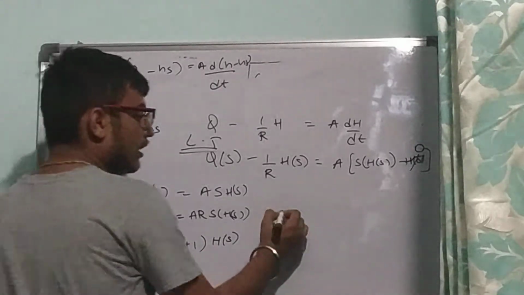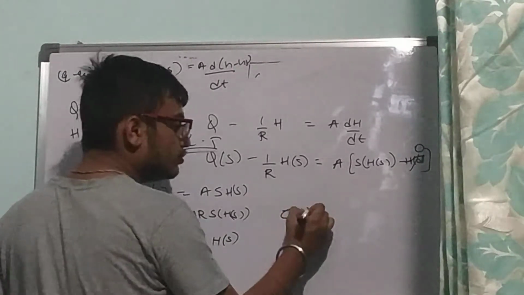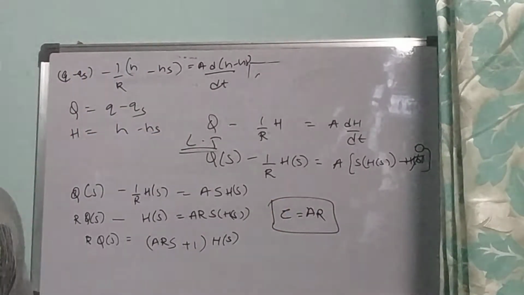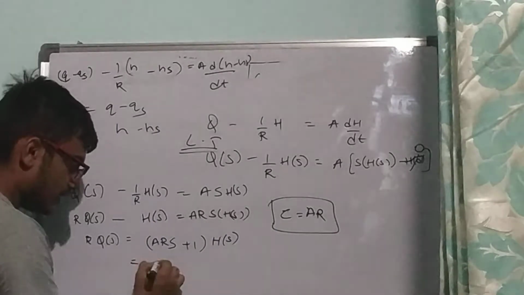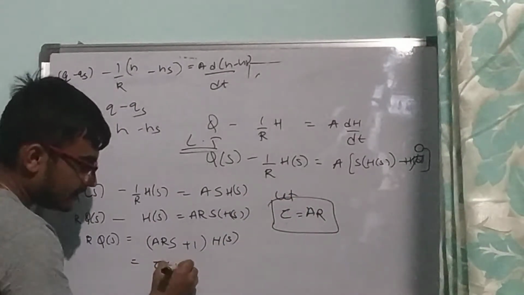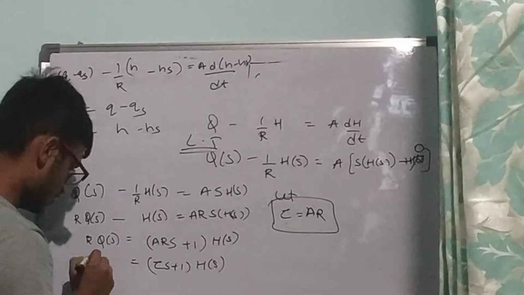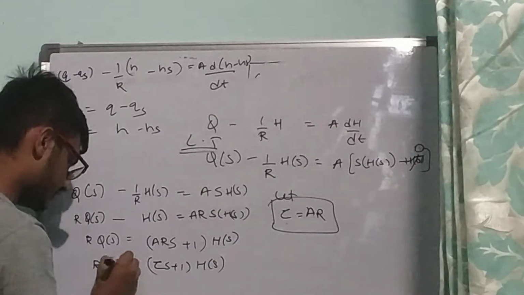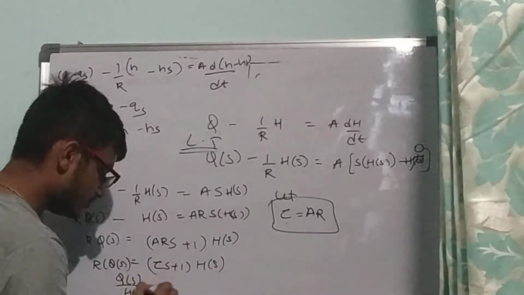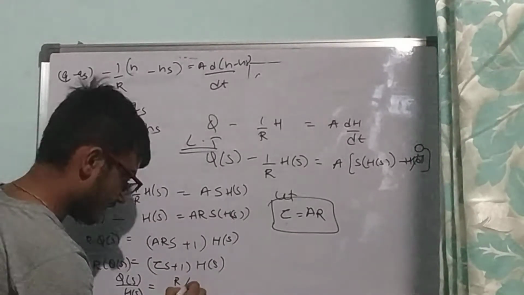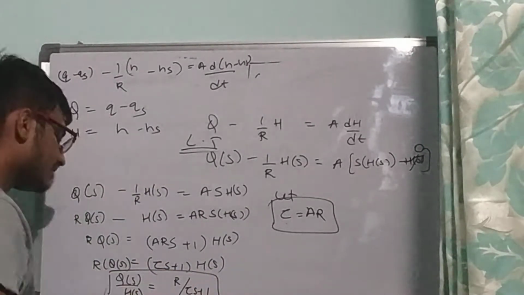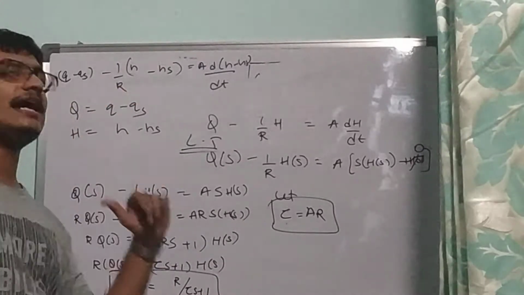We'll take time constant tau is equal to ar. Let us take time constant tau is equal to ar. So tau s plus 1 into h of s is equal to r into Q of s. So therefore Q of s by h of s is equal to r by tau s plus 1. This is the relation between volume and the height of the tank.